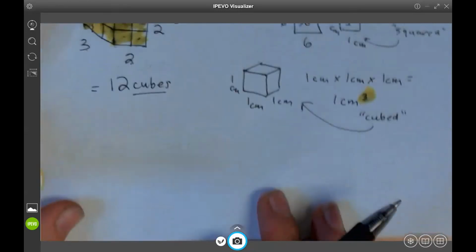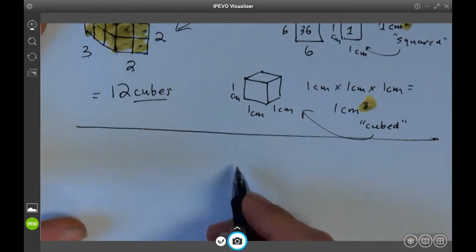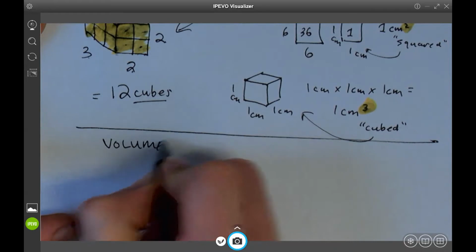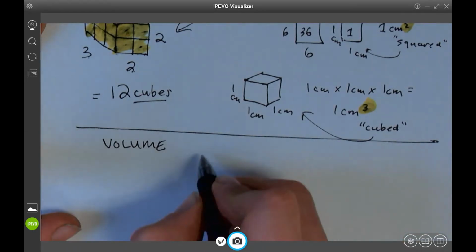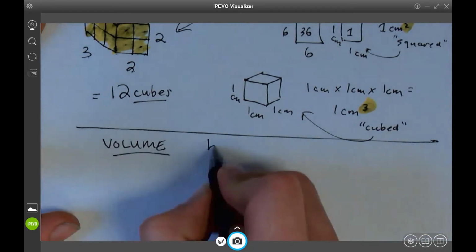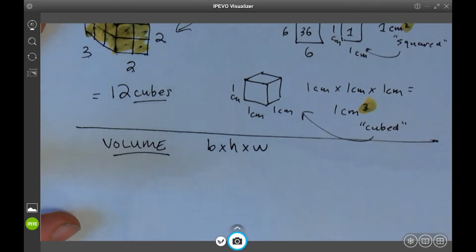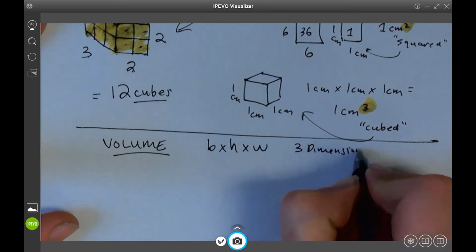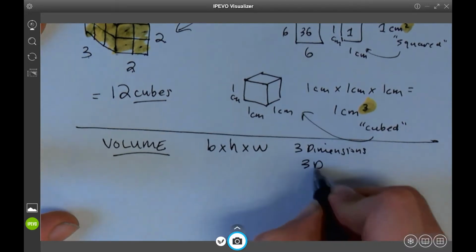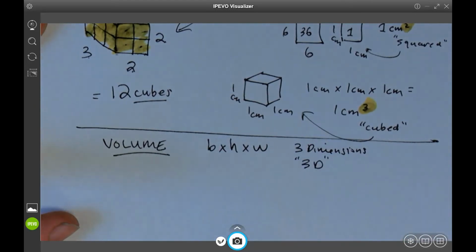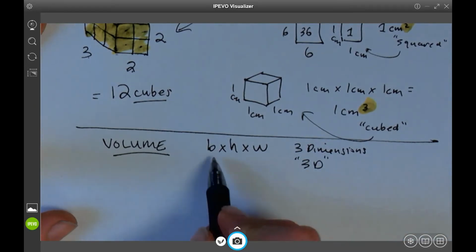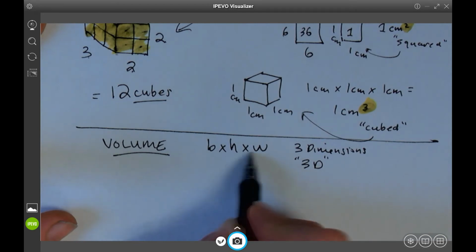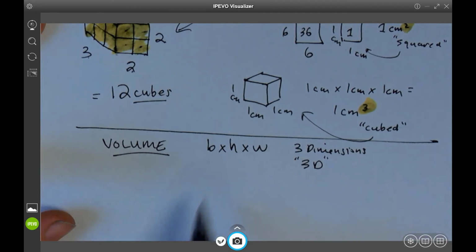For every different shape, how you want to find volume is you want to think, sometimes people like to say base times height times width. 3 dimensions. That's where we get the idea of 3D. 3D glasses means 3 dimensions. Base times width times height. I did that in a different order. Doesn't really matter the order. When you multiply all of these out together, you're usually going to get the volume of a rectangular prism.